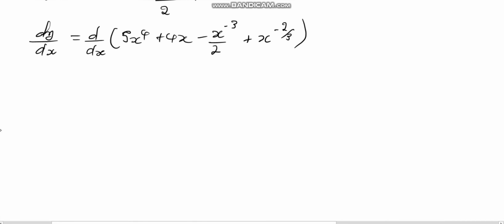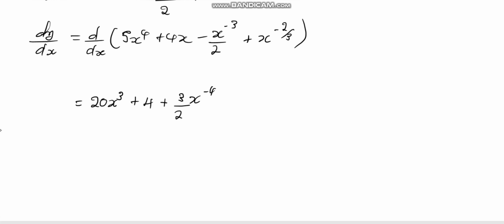Then differentiating these terms, power times coefficient, power minus 1, so 4 multiplied by 5, we're going to have a 20x, then 4 minus 1, 3, plus 1 multiplied by 4, we're going to have a 4, then x to the power 0 is just 1, so minus again, negative 3 multiplied by negative half, we're simply going to get plus 3 over 2 x to the power negative 4.